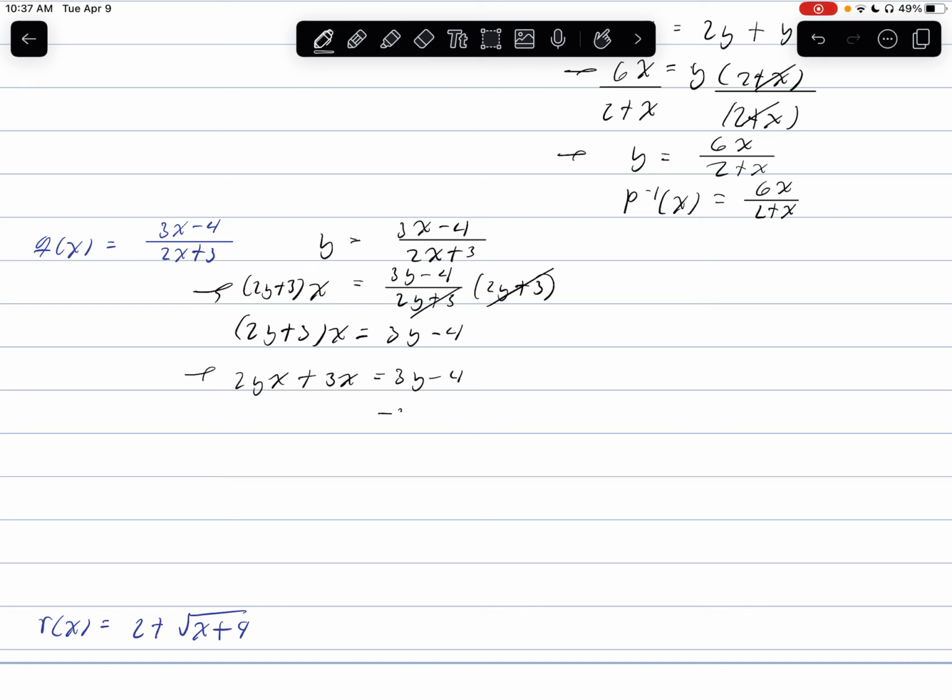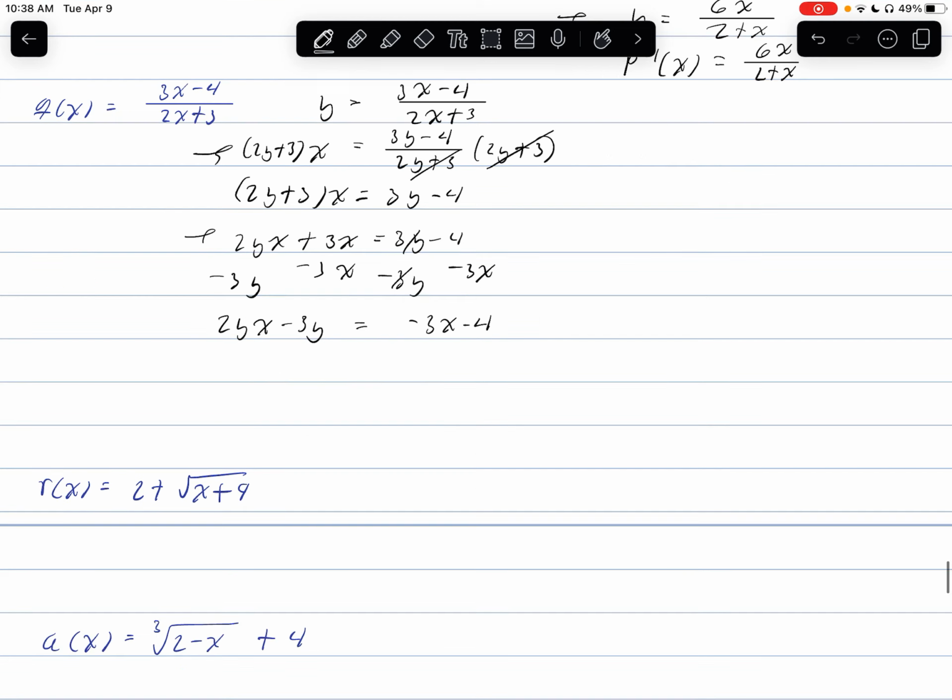Okay, we'll take 3y away from the right side here. Sometimes it takes a second to think about how to handle these, but we're good here. So we'll have 2yx minus 3y. And then if we take 3x to the other side, we're going to have negative 3x minus 4. And then from here, we can factor out a y. So we'll have y times 2x minus 3 is equal to negative 3x minus 4.